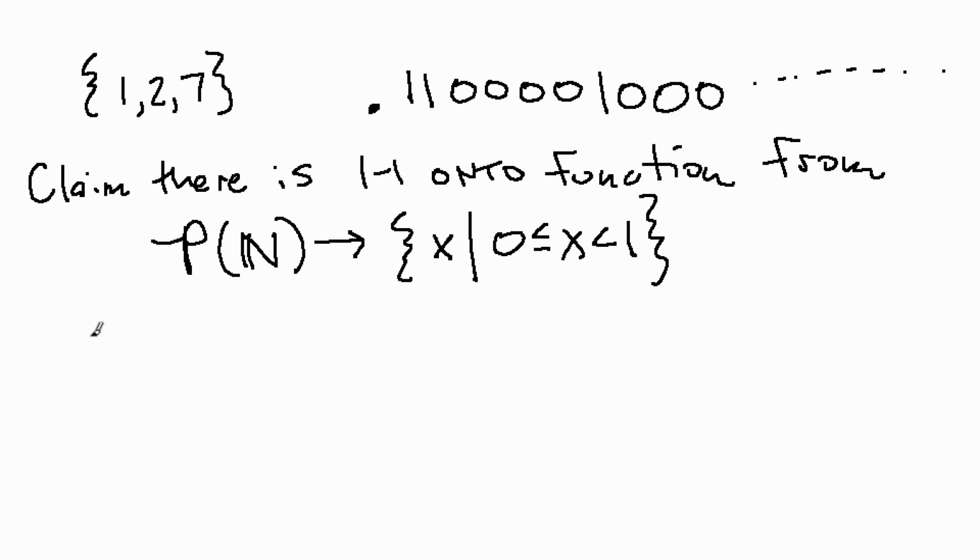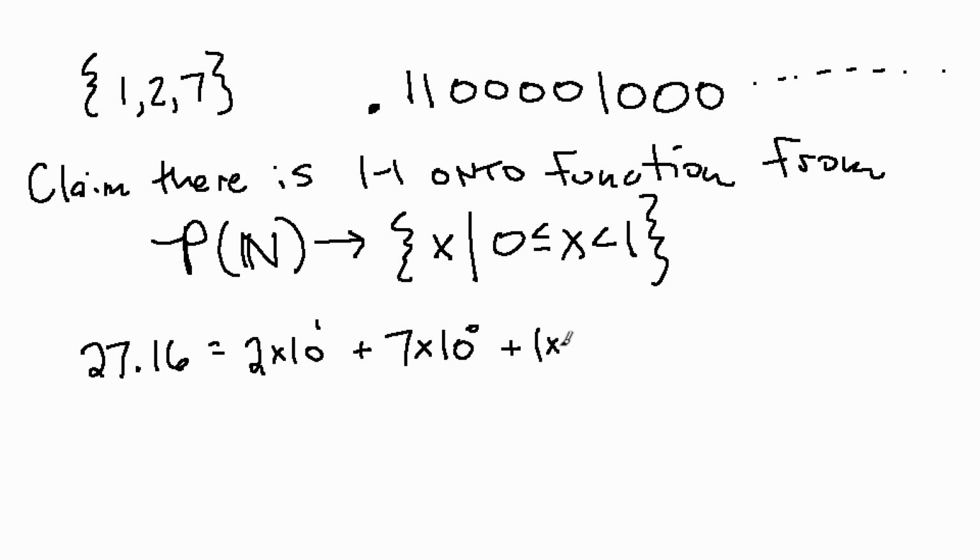So let's remember something over here. When I write a number like this, 27.16, that's actually equal to 2 times 10 to the first plus 7 times 10 to the 0, plus 1 times 10 to the minus 1 plus 6 times 10 to the minus 2. Okay? Remember, 10 to the minus 1 is a tenth, 10 to the minus 2 is a hundredth. So this is tenths, this is hundredths. When I come over here and I look at this as a binary number, I'm doing the same thing here.